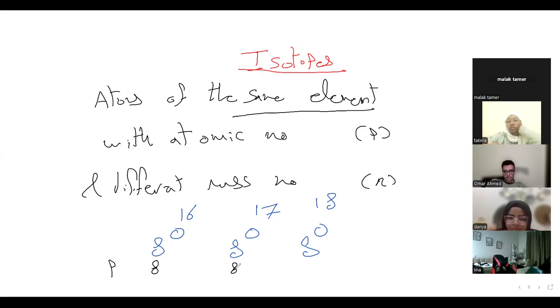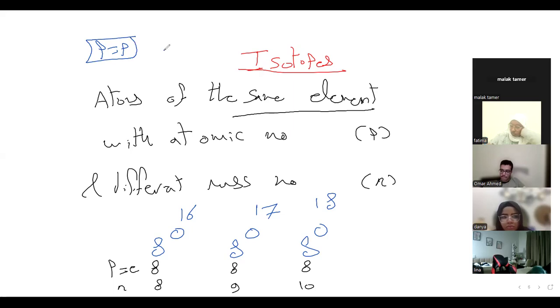Second one, 8. 8, 8, and 8. Number of electrons, protons is equal to electrons. Number of neutrons is the difference. 16 minus 8, 8. 17 minus 8, 9. 18 minus 8, 10. This means that protons equal protons, electrons equal to electrons, but neutrons not equal to neutrons.